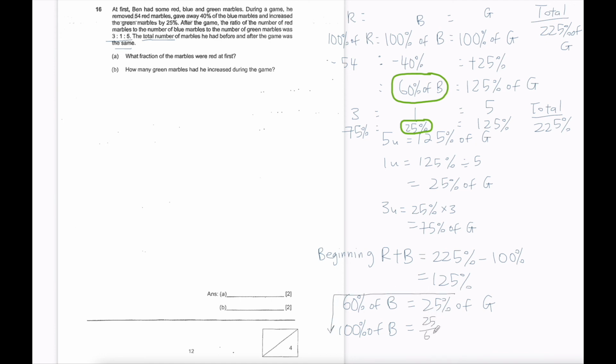25 over 60 times 100 equals, you're going to get a mixed number, so don't be too afraid. Okay, it's just 41 2/3% of green. Okay, so I'm going to continue doing it here.